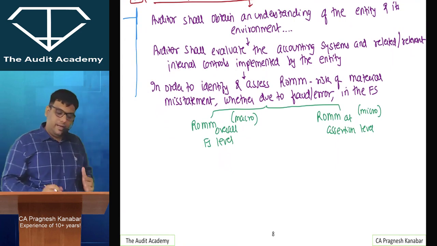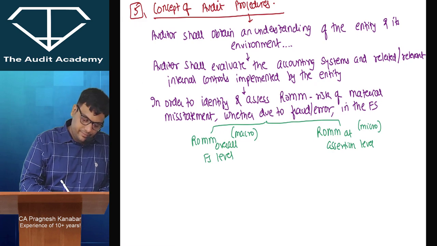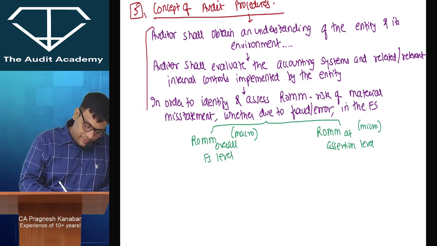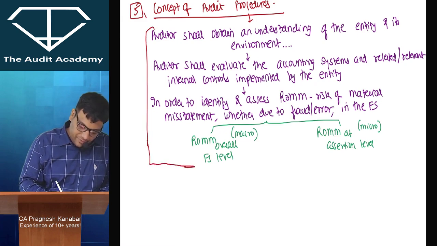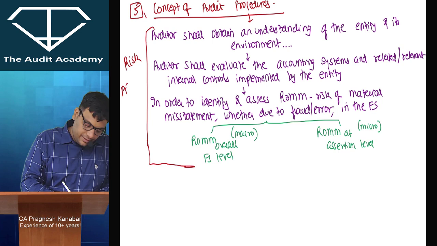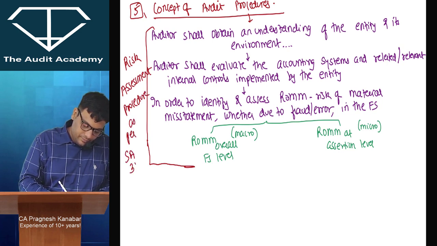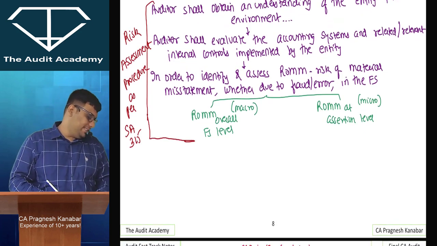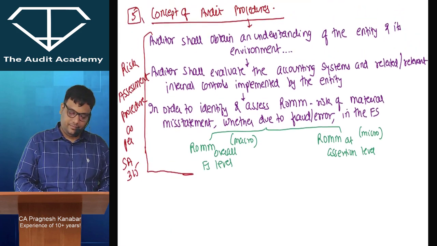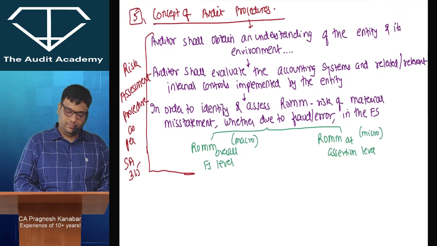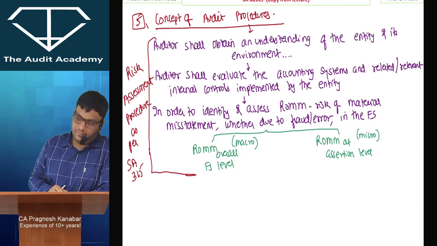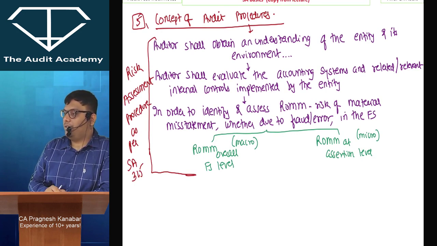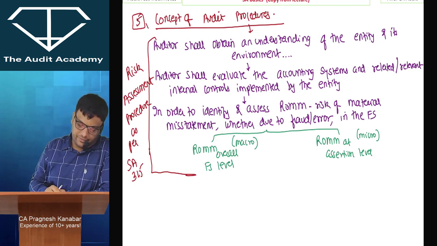Now I can say with confidence that we are done with risk assessment procedure. This is just the first half of audit procedures. Risk assessment procedure as per SA 315.